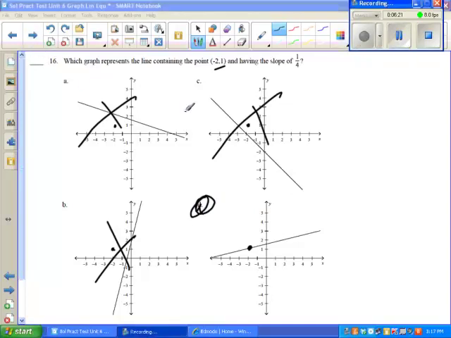So some of these problems just aren't very hard if you think through them. If you think about what the question is asking you to do and you look at the answers, that's good test-taking strategies. Use the elimination method.